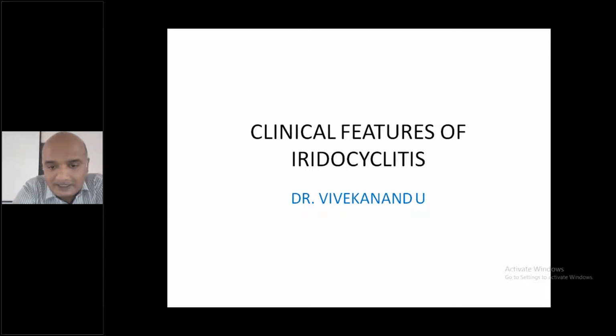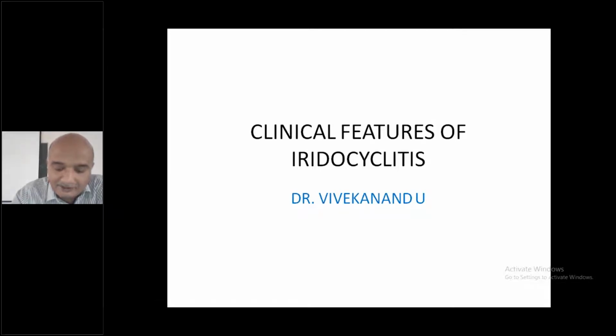So, uvea is mainly divided into three parts. From posterior to anterior, it is choroid, ciliary body, and the iris. What is the meaning of the word uvea? Please move on to the next slide.